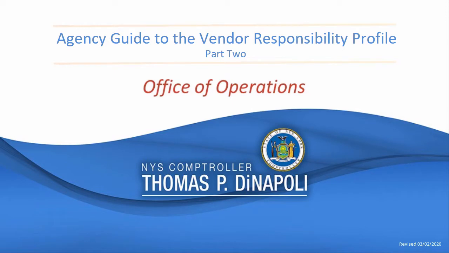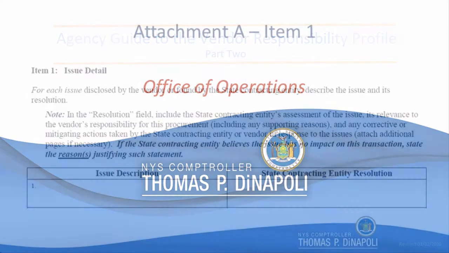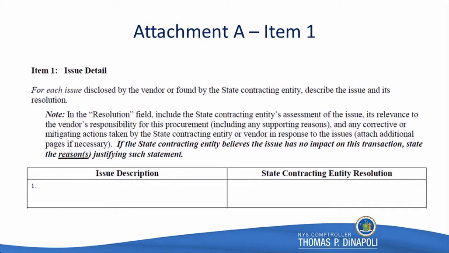Welcome to Part 2 of the New York State Comptroller's Bureau of Contracts Agency Guide to Completing the Vendor Responsibility Profile. Here you will learn how to best fill out the Attachment A portion of the Vendor Responsibility Profile.